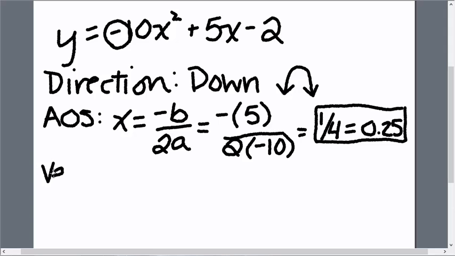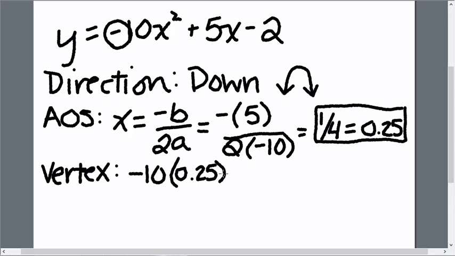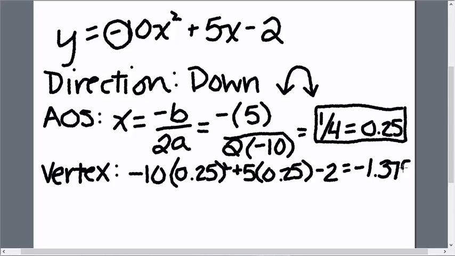Now what we're going to do for the vertex is we are going to take the value that we got here for our axis of symmetry, we're going to plug it in for x, and do some fancy calculator magic to see what we get out. So I have negative 10. Now you can either use 1/4 or 0.25, makes no difference. X squared plus 5x, which we're using the 0.25 value, minus 2, and after plugging that into the calculator you get negative 1.375.